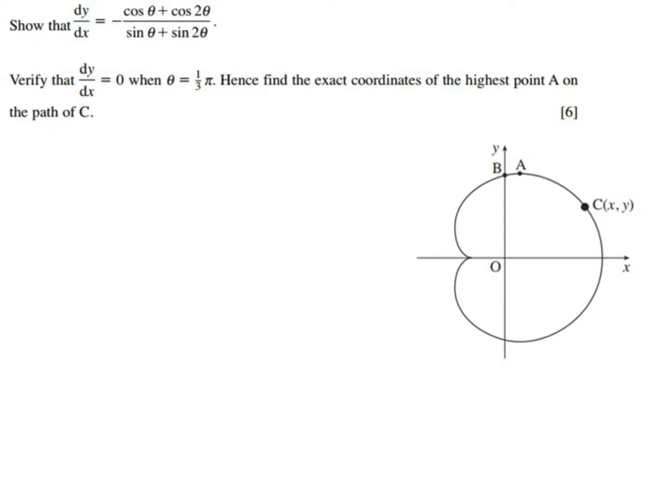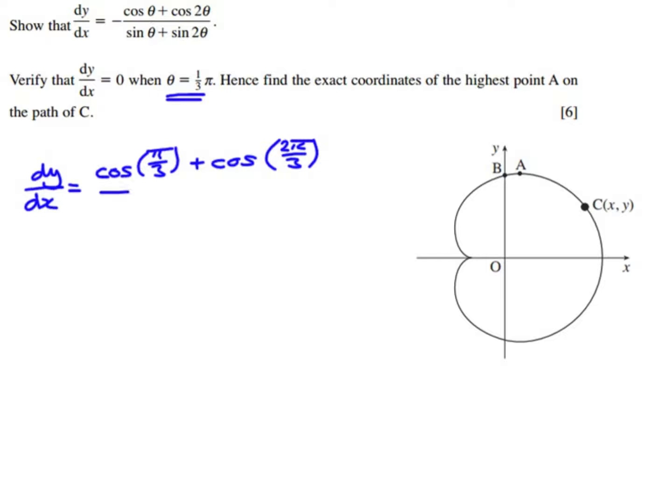We're then asked to verify that the gradient is 0 when theta is pi over 3. Essentially then what we do is we write down dy by dx, but wherever we see theta we put in pi over 3. We get cos of pi over 3 plus cos of 2 pi over 3 divided by sine of pi over 3 plus sine of 2 pi over 3, and of course it's all negative.